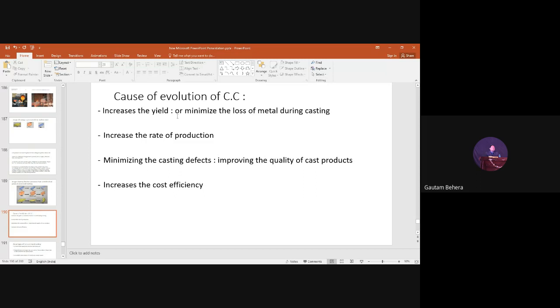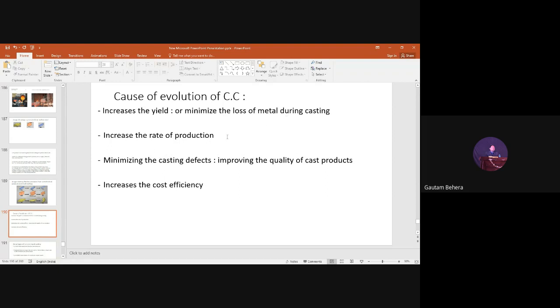The loss of metal during casting will be higher in the case of ingot casting, but here the loss of metal is minimum, or it is negligible, you can say. So there is an increase in yield. The metal loss will be less. So here we are minimizing the loss of metal during casting.